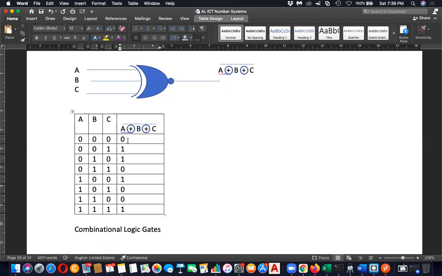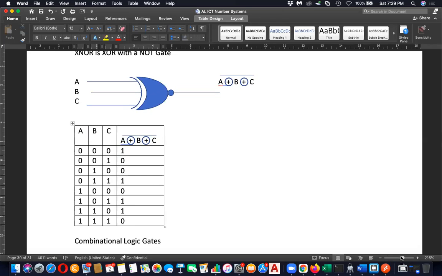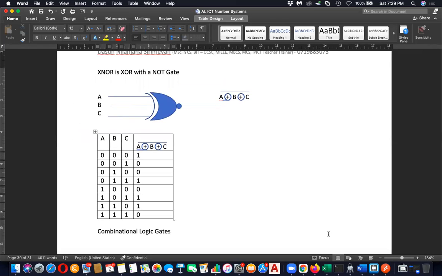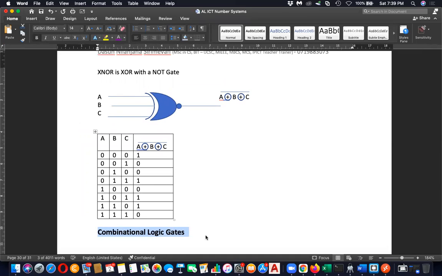It's the other way: 1 0 0 1 0 1 1 0. If it is even, no ones, 1; odd, 0; odd, 0; even, 1; odd, 0; even, 1; even, 1; odd, 0. The other way. So please draw this as well, XNOR now. Then write down the heading, subheading: combinational logic gates.